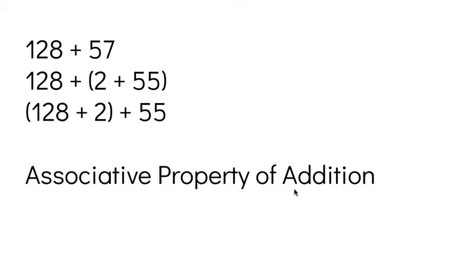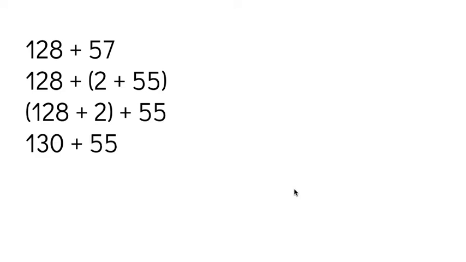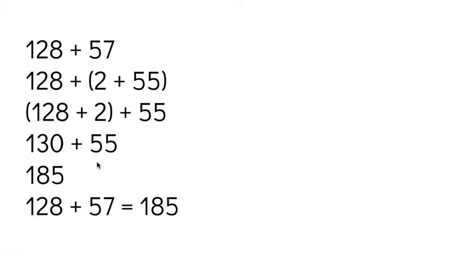Now, using the associative property of addition, I'll change how the numbers are grouped and therefore the order that they are added in. So I have 128 plus 2 plus 55 still, but now I can turn that into 130 plus 55. Much easier to add. So I'm going to use a count up strategy. I'm going to add 130 plus 5 tenths and then add 5 more. So 130 plus 5 tenths, starting at 130, then I'll count up 5 tenths. 140, 150, 160, 170, 180. So 180 plus 5 is 185. 128 plus 57 is 185.